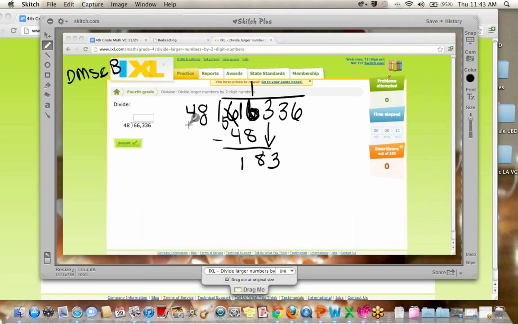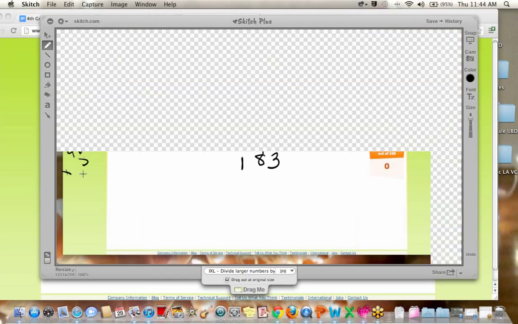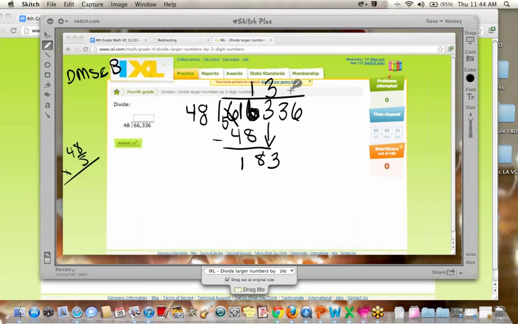Well, I can think of 48 as really close to 50. So 50 plus 50 is 100. That would be twice. Another 50 would be 150. I'm going to try 3. So 3 times 48 is what I'm working with. I could do a little problem over here if I need to, or I could do it the way that I showed you, which is doing one number at a time. So 3 times 8 is 24. We'll carry our 2. And then 3 times 4 is 12, plus 2 is 14.